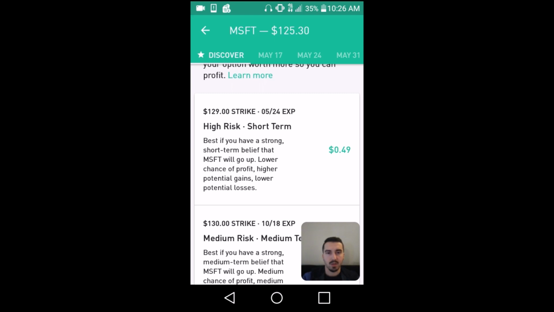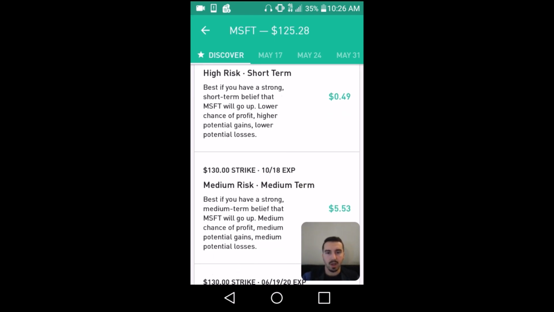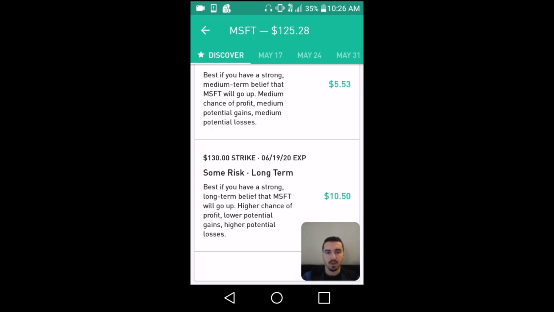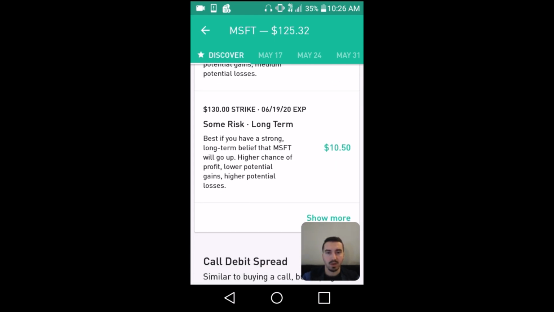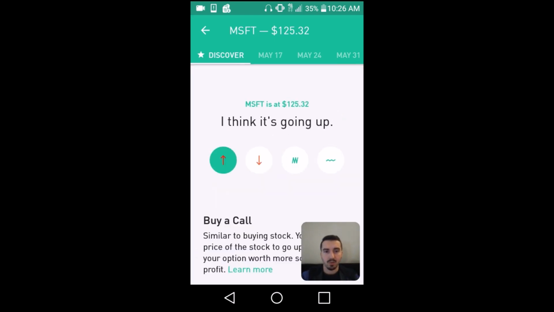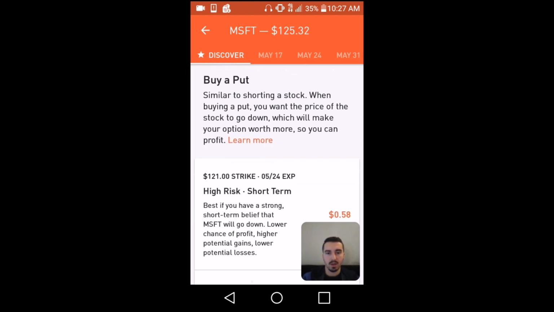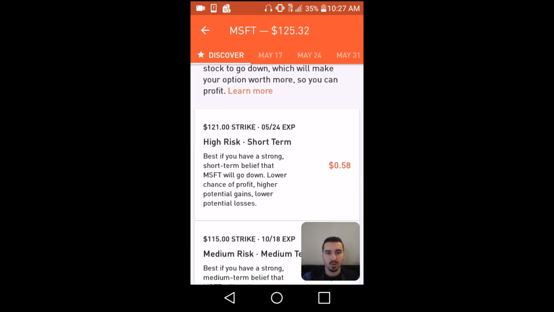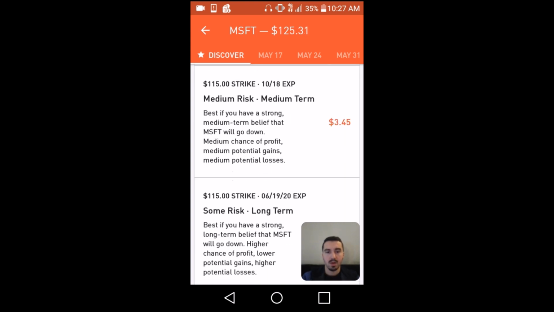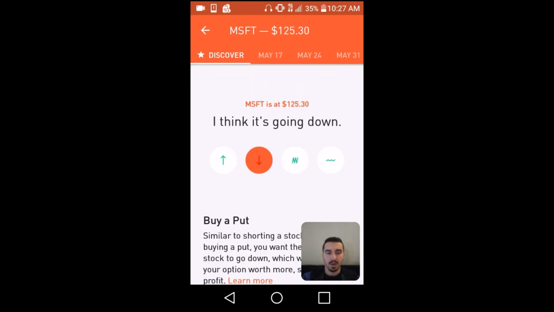Now, there's some different examples right here where they kind of try to help you out. They have a high risk short term, they have a medium risk medium term, and then some risk long term, which is like a year out pretty much. And the same thing with puts. If you press on this arrow right here, this is basically you saying that the price is going to go down of this stock. Once again, you have a high risk short term, a medium risk medium term, and then you have some risk long term, which is pretty much a year out again. So now I'm going to go ahead and show you actually how to look at the bids and the contracts.